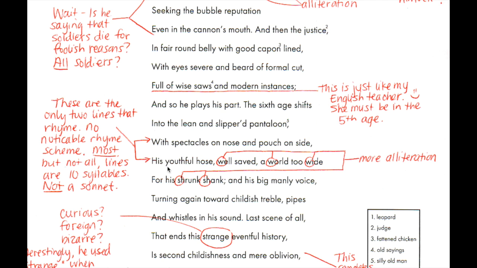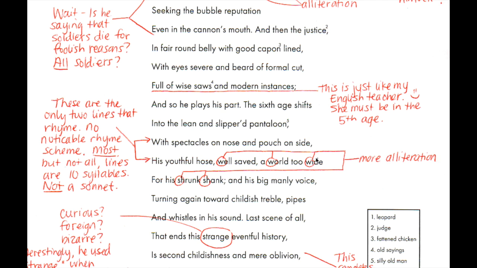The rhyme structure is interesting because I'm an English teacher. I pay attention to these things. This is not one of his classic sonnet structures. So I just noticed that there's no notable rhyme scheme. Most lines are 10 syllables, but not all, so it has that iambic pentameter, but it's not perfect. Just like life itself is not perfect.